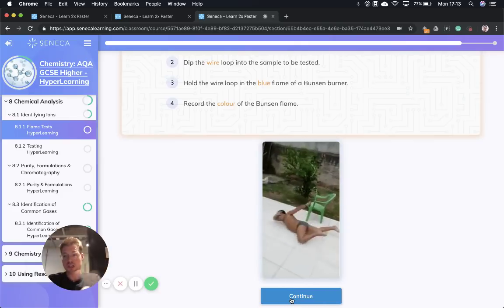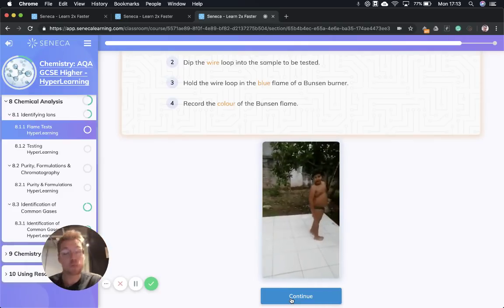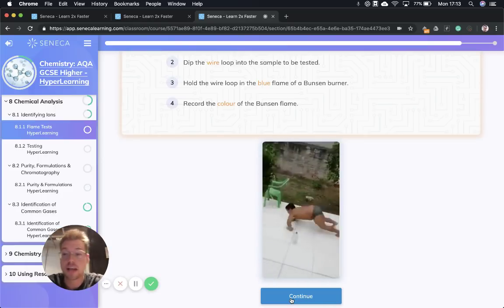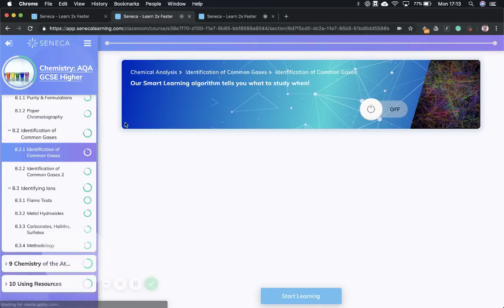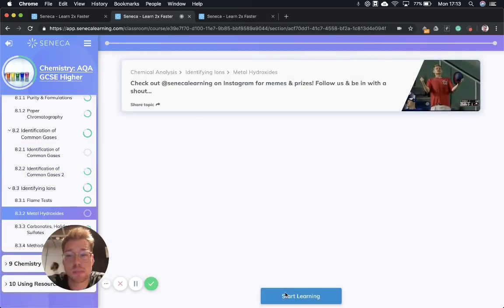Bam! Oh gosh, my fan is broken. It's okay though. The other side works. What? Boom, we just absolutely annihilated that flame test. Like, so good, so excited. But we've got some more to do. We've got some more to do, honey.